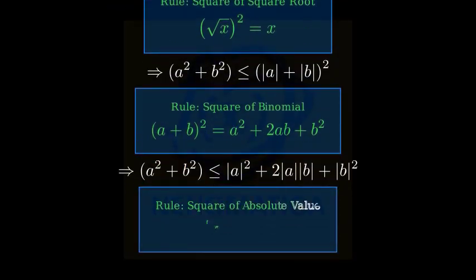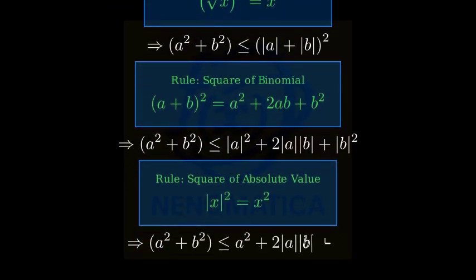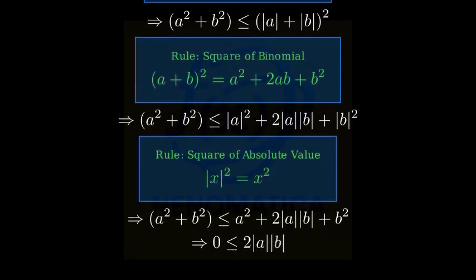Since the absolute value squared is just the value squared, we can simplify further. The absolute value of a squared equals a squared, and the absolute value of b squared equals b squared. Let's rearrange to isolate the terms that are different on both sides.